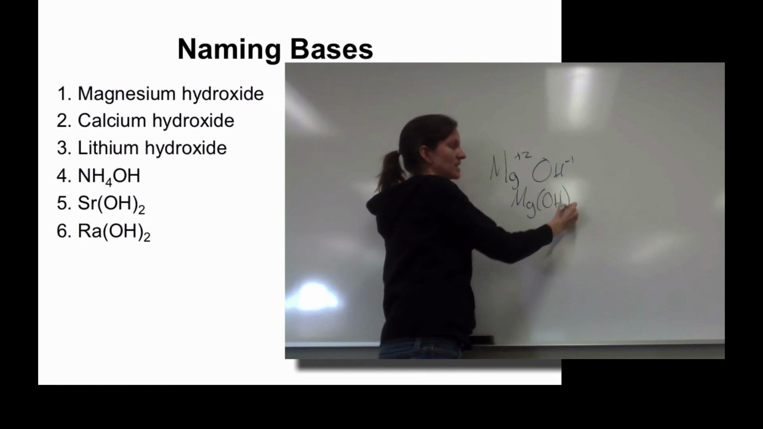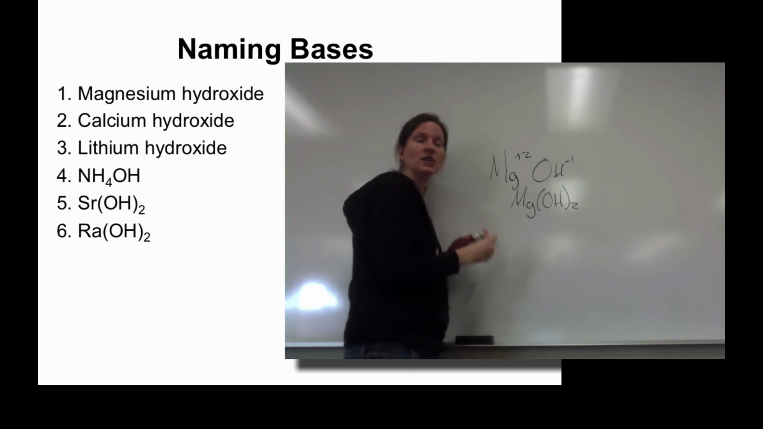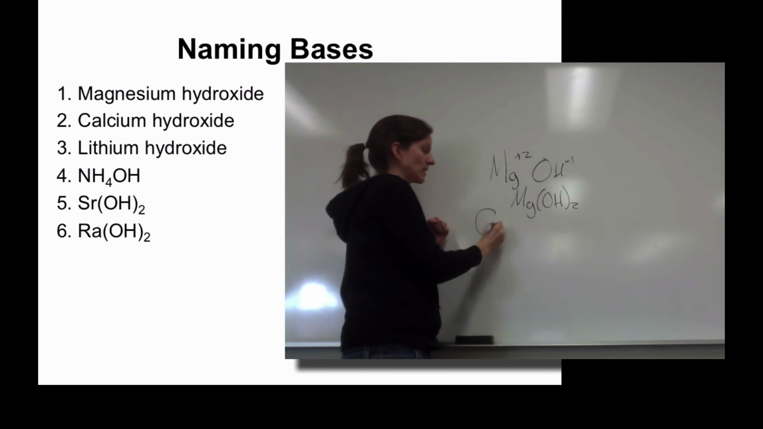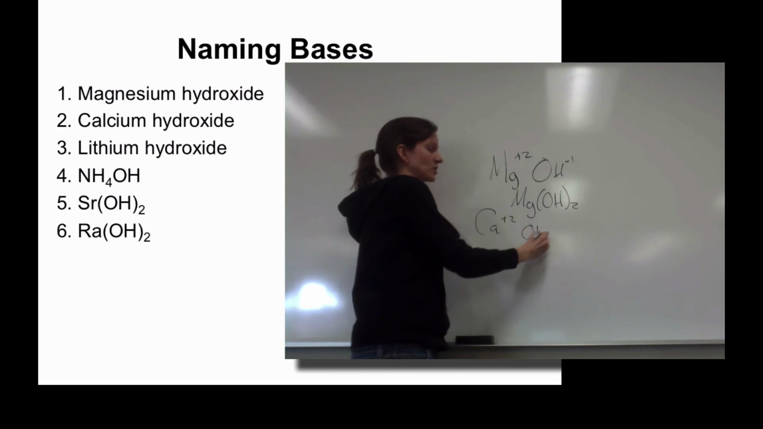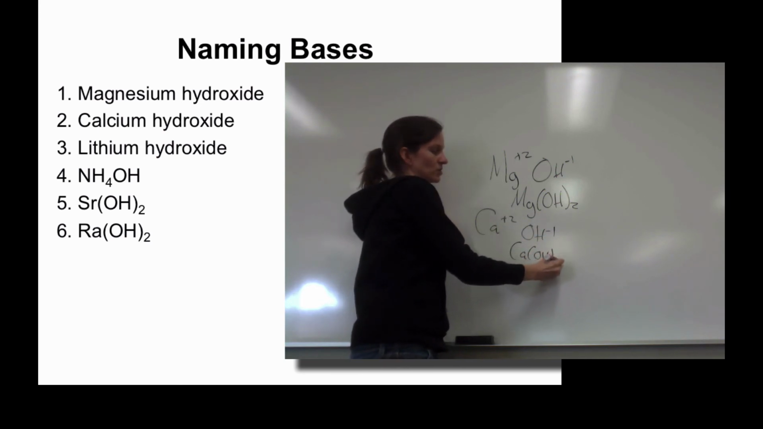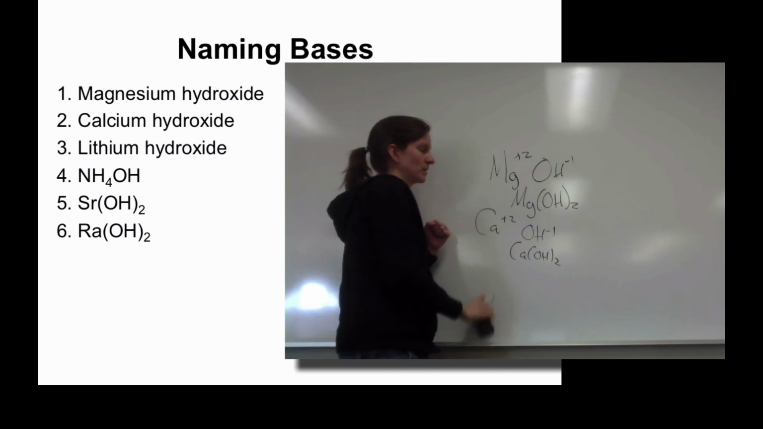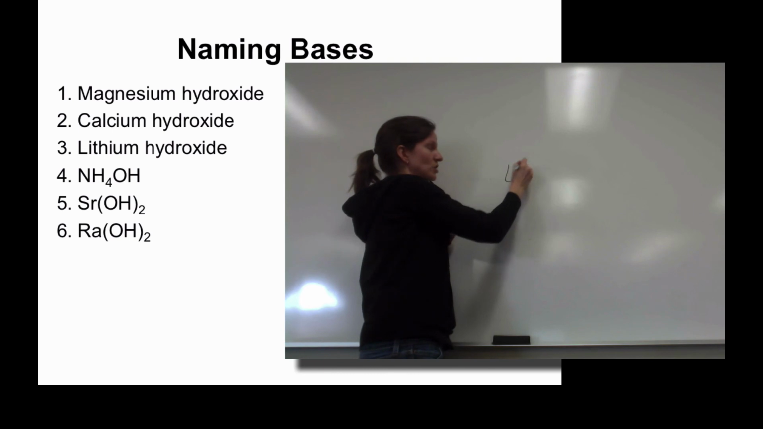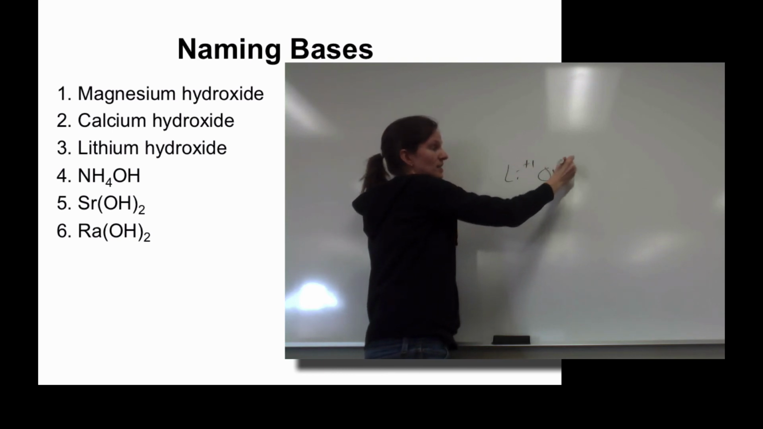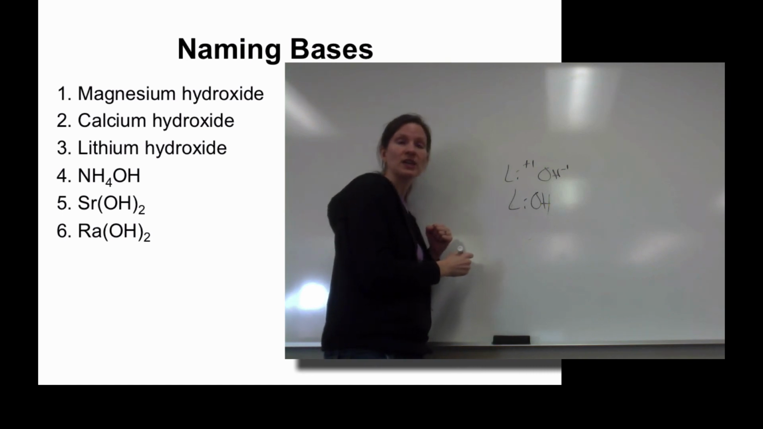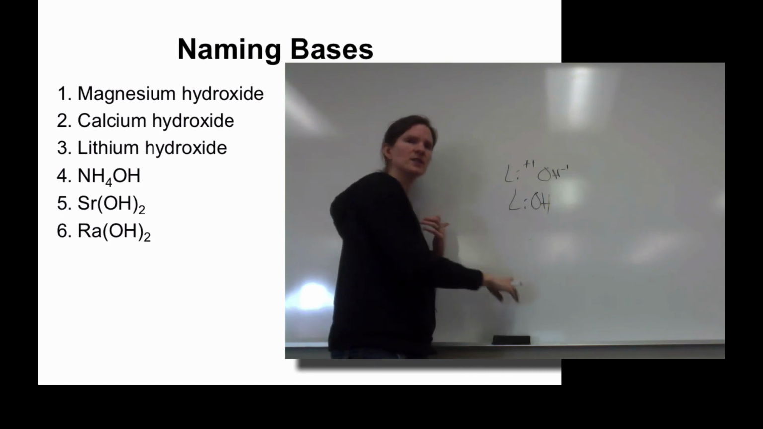Now, hydroxide needs to be in a parenthesis to show that you need two of the entire thing. Same thing will happen with calcium. Calcium is plus 2, OH is still minus 1, crisscross, Ca(OH)2. If we did lithium instead, lithium has a plus 1 charge, so it's going to neutralize just 1 to 1, and that's lithium hydroxide. So bases are super easy.